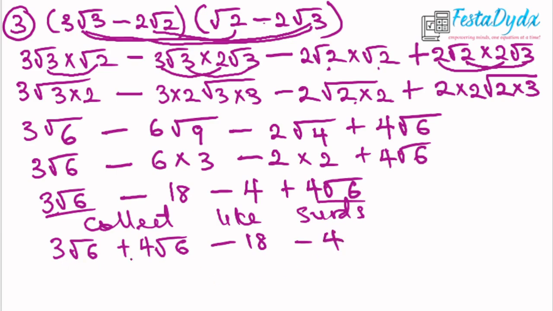So now 3 root 6 plus 4 root 6 gives us 7 root 6. So minus 18 minus 4 gives us minus 22. So this is the answer for number 3. Now let's move to number 4, which is the last question in this video.